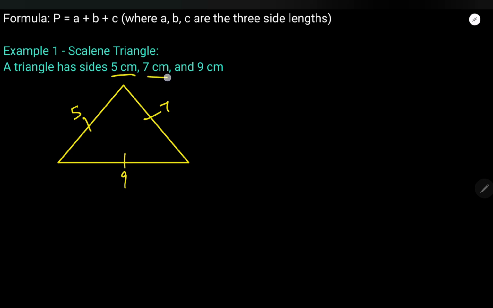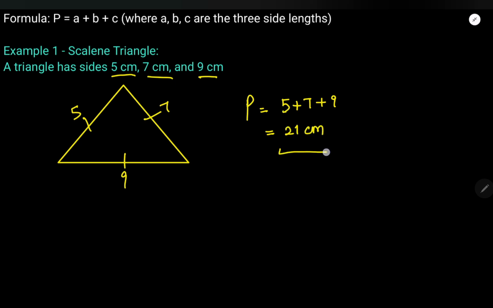So they are giving us a scalene triangle. One side is 5, one is 7, one is 9. What is the perimeter? In perimeter you will just add all the sides and you will get it. Okay, so 5 plus 7 is 12, 12 plus 9 is 21.